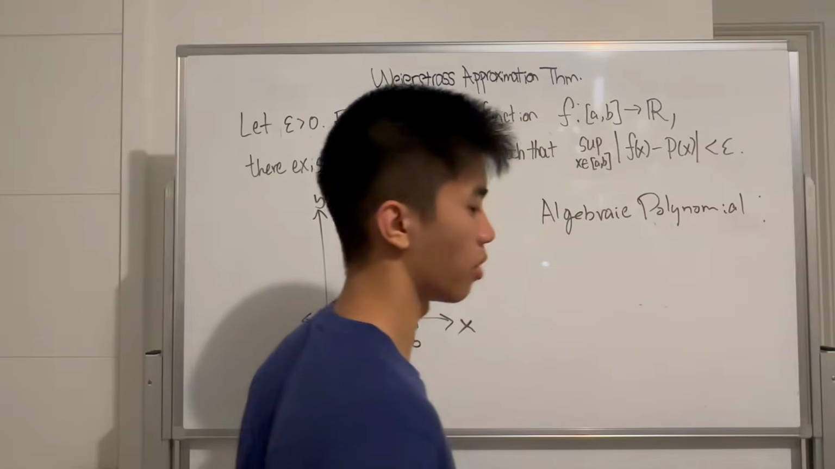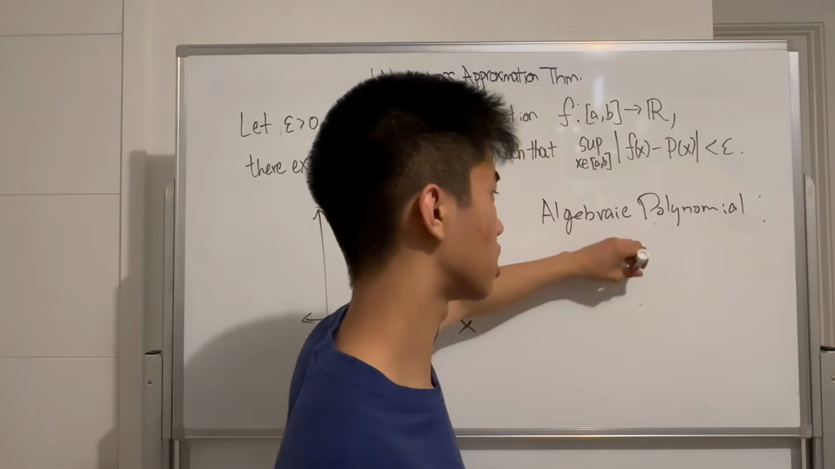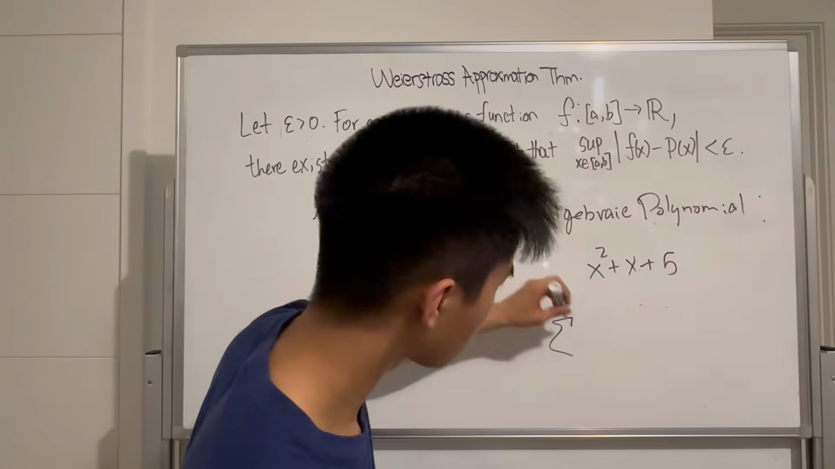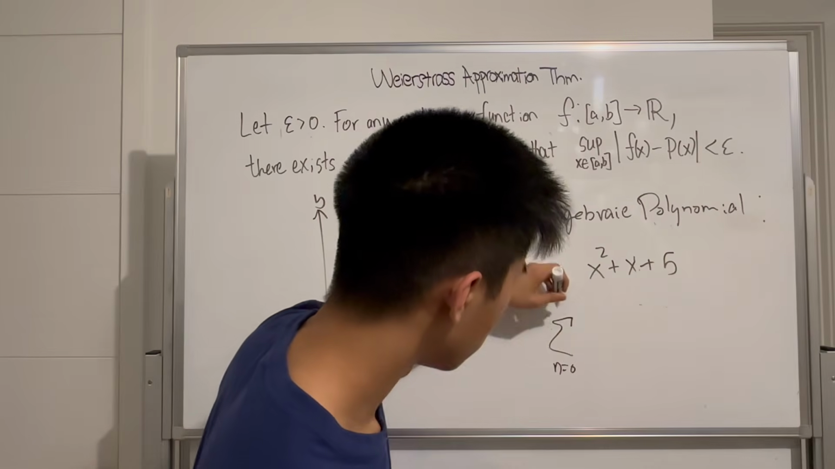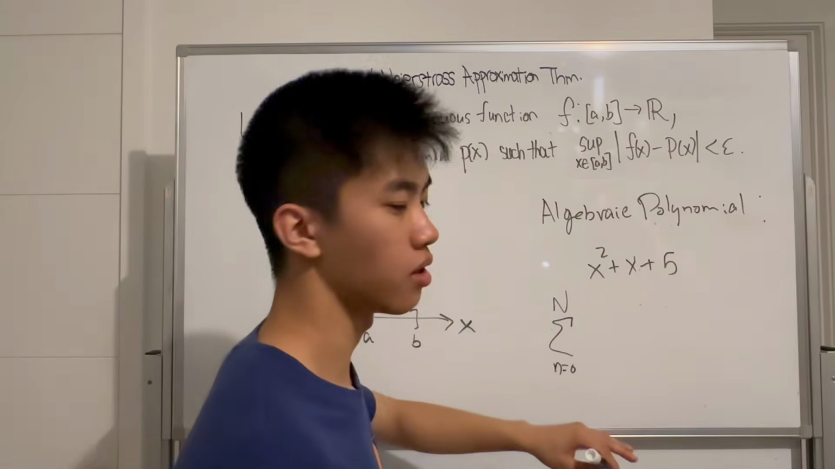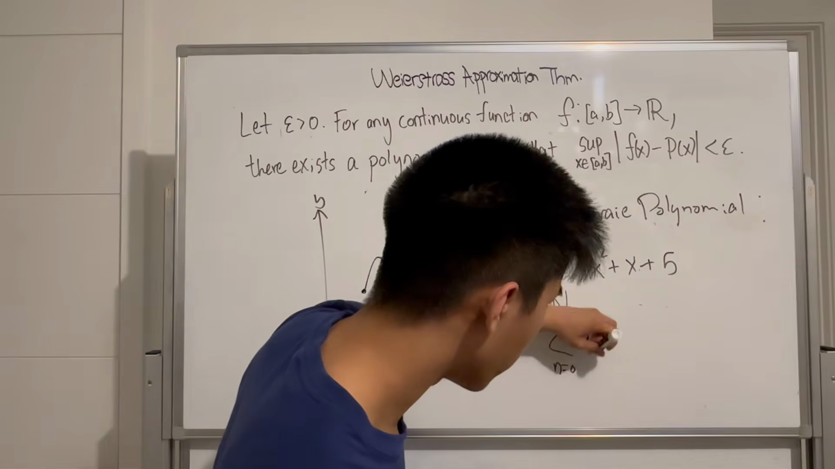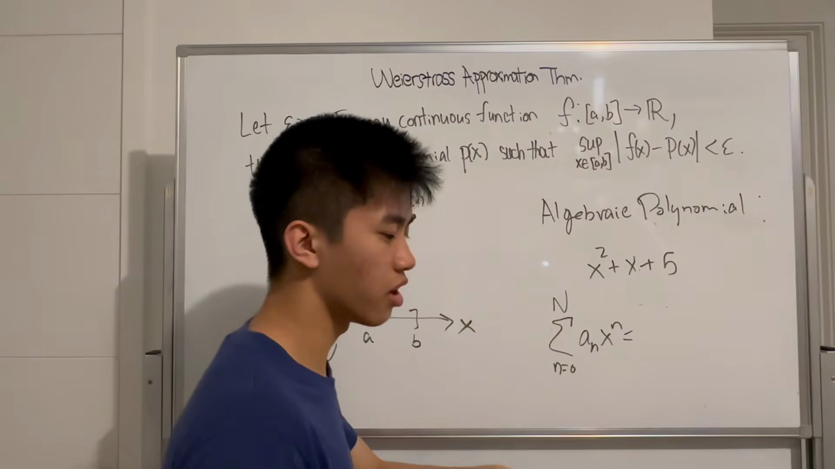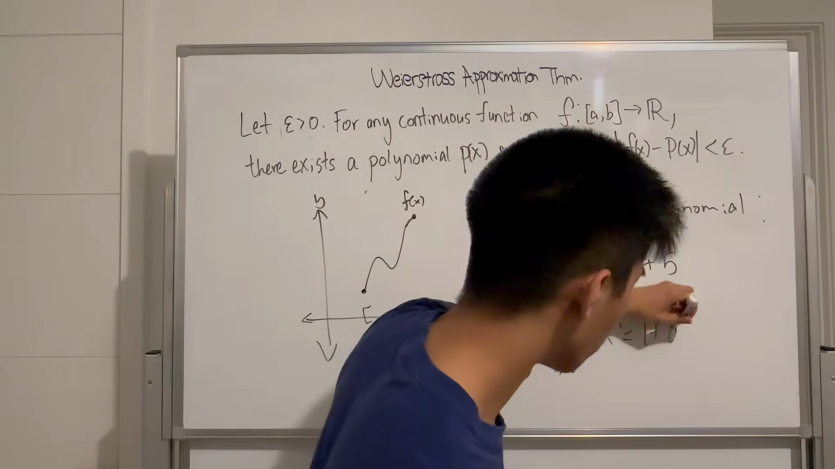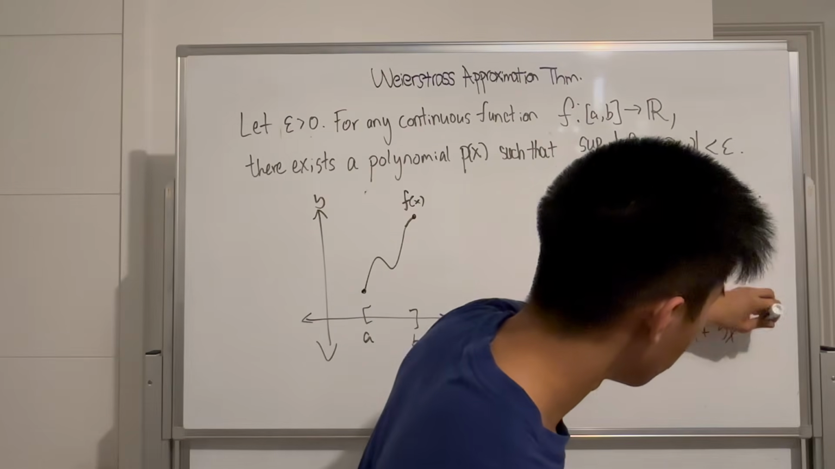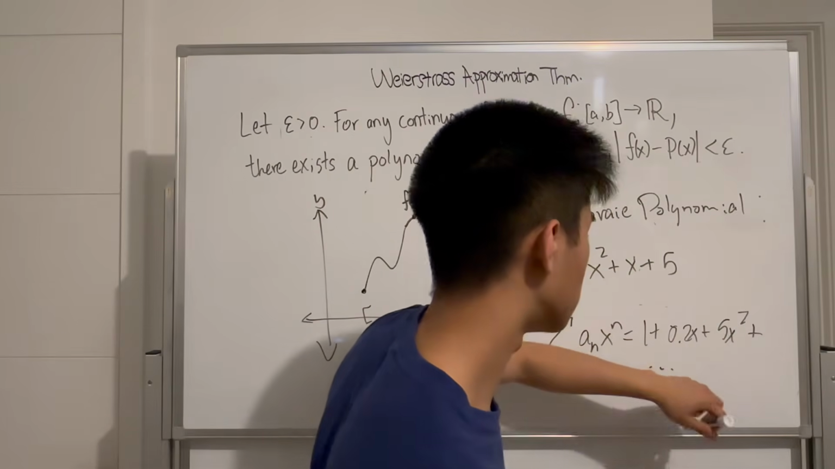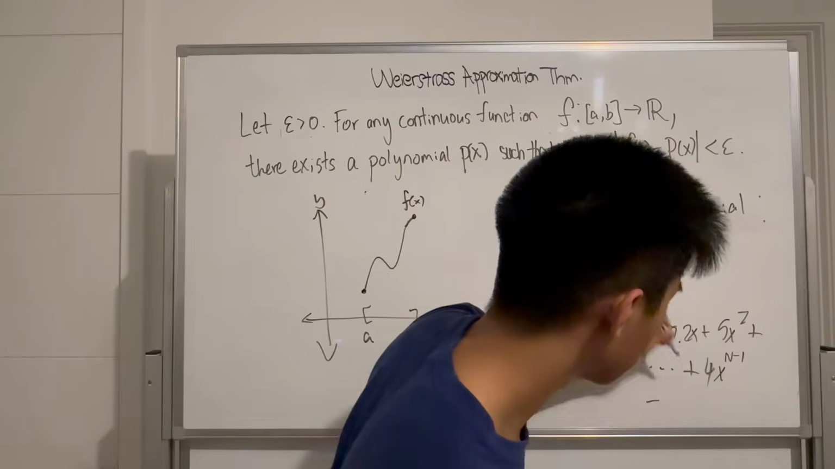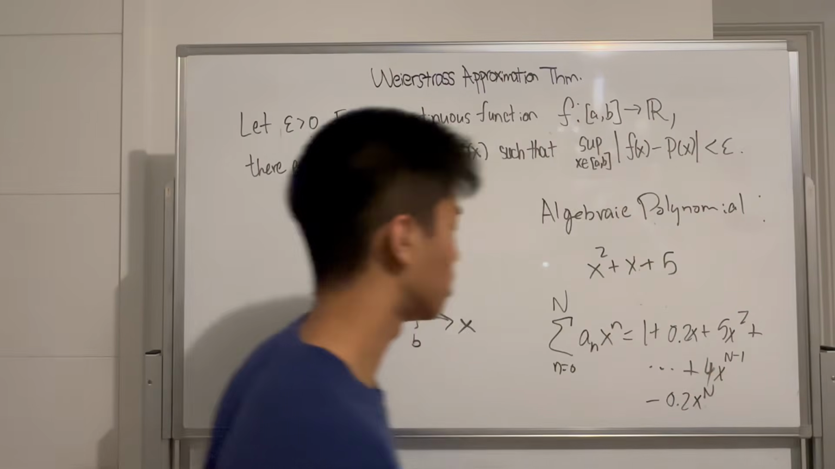And what is an algebraic polynomial? It sounds fancy, but it's just a function like x squared plus x plus 5. And the most general form is actually the summation from n equals 0 to big N, where big N is a finite number and hopefully pretty big, of a_n, where a_n is a coefficient, times x to the n. So, for example, for some set of a_n, this could look like 1 plus 0.2x plus 5x squared. And you can choose all the coefficients in between, and you get like 4x to the N minus 1 minus 0.2x to the N.